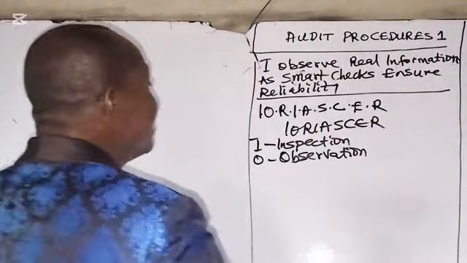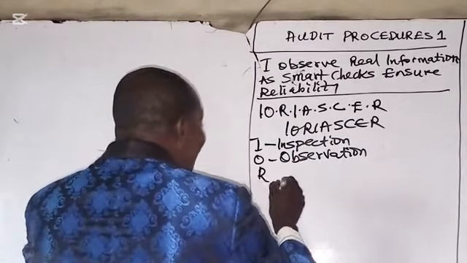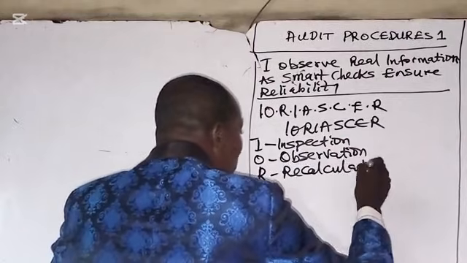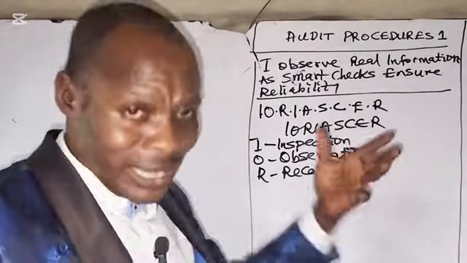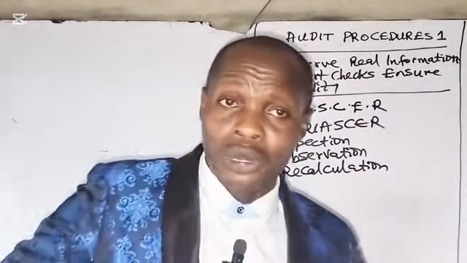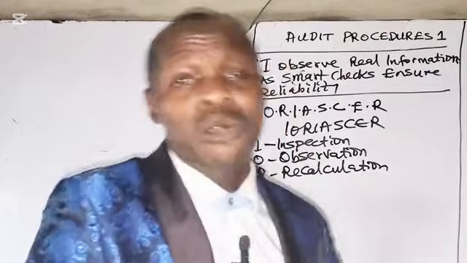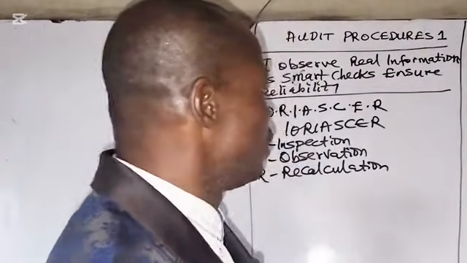So the third letter is R. R stands for recalculation. That is, you check the maths. You want to check the accuracy of the calculations. That is recalculation.